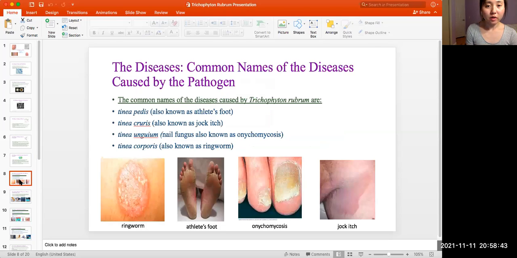Common names and diseases caused by the pathogen. The following are the common names and diseases caused by Trichophyton rubrum. Tinea pedis, also known as athlete's foot. Tinea cruris, also known as jock itch. Tinea unguium, which is nail fungus, also known as onychomycosis. And Tinea corporis, which is also known as ringworm.